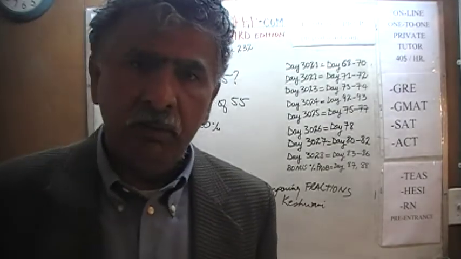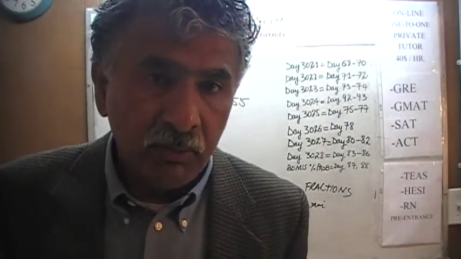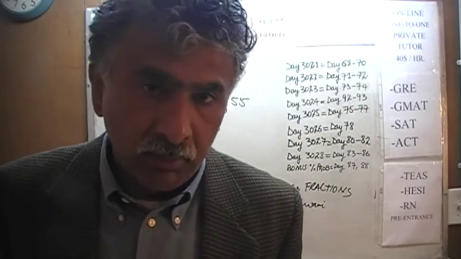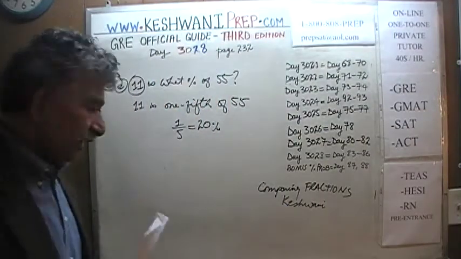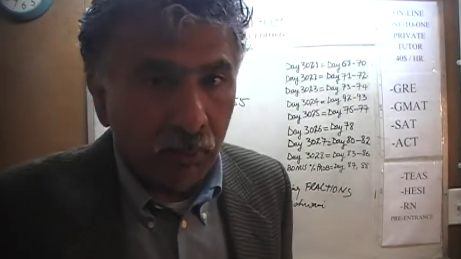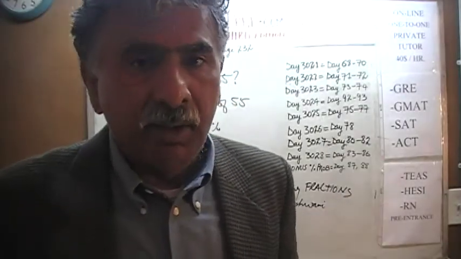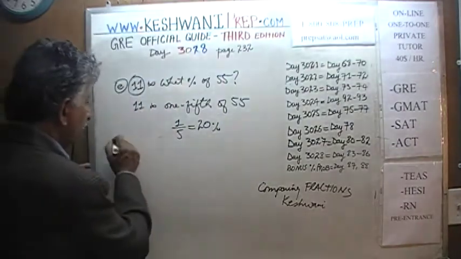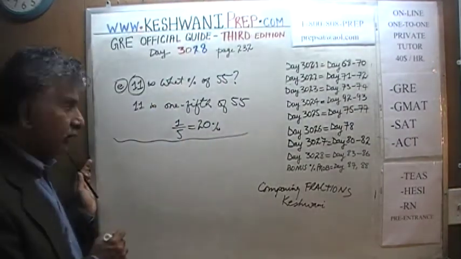How do we know that? Because it happens to be exactly 1/5 of it. 1/5 of anything is 20%. If you don't like it this way, and if you're hell bent on doing it the proper way, the arithmetic way, we can do that too. But only if you insist. Only if you're hell bent, as I said.